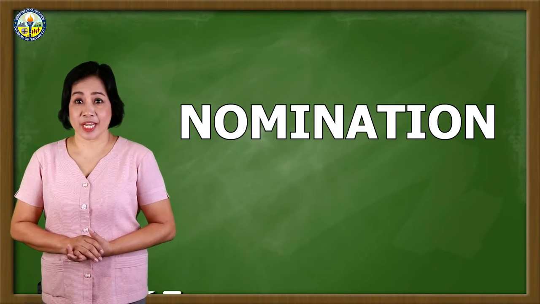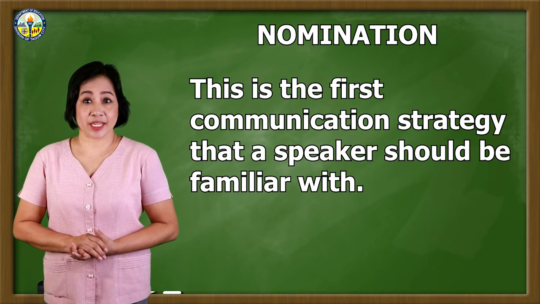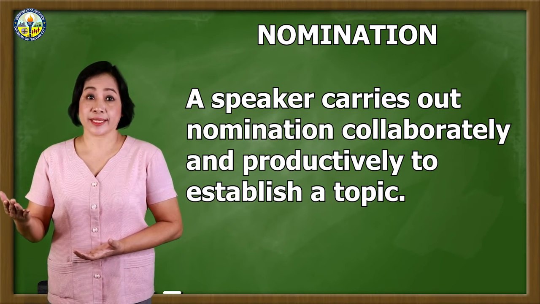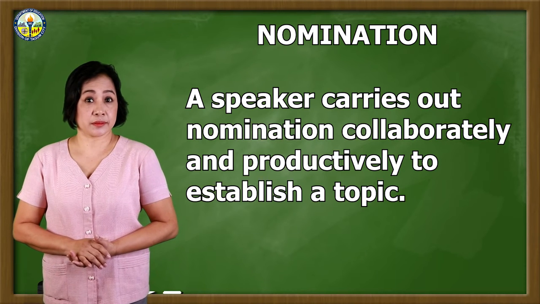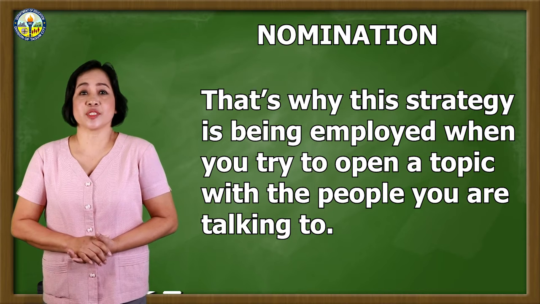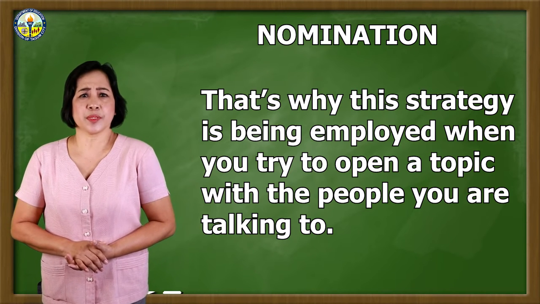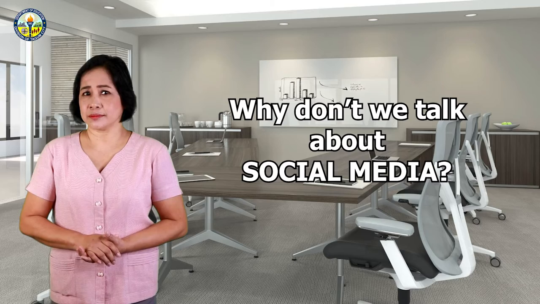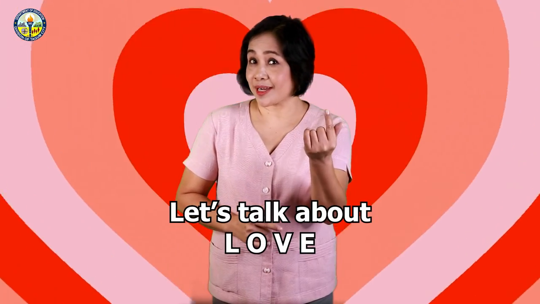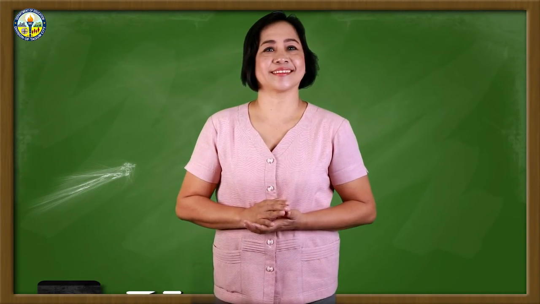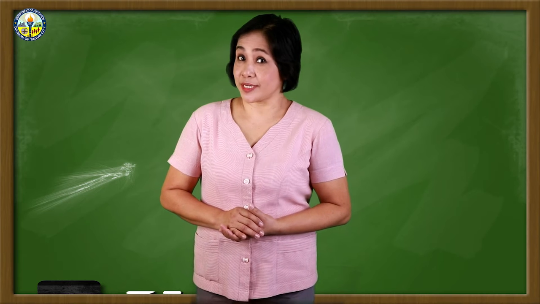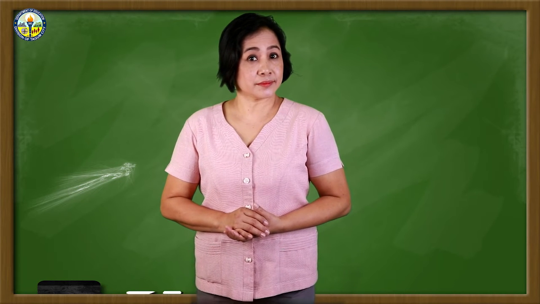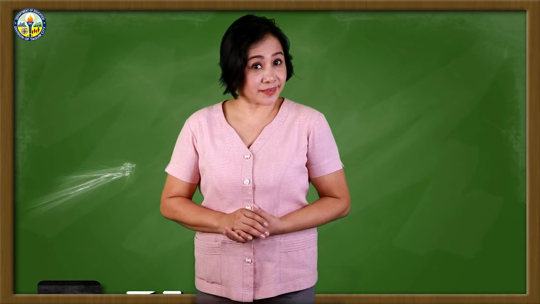First, we have nomination. This is the first communication strategy that a speaker should be familiar with. A speaker carries out nomination collaboratively and productively to establish a topic. That's why this strategy is being employed when you try to open a topic with the people you are talking to. Here are the examples. Why don't we talk about social media? Let's talk about love. What do you think? What do you observe on the expressions? Have you used these expressions when engaging in a conversation? Probably, yes. Am I right?